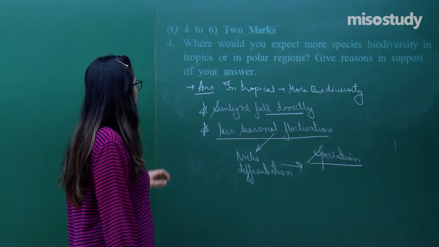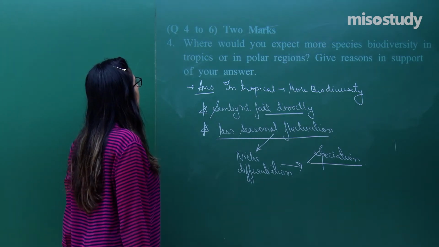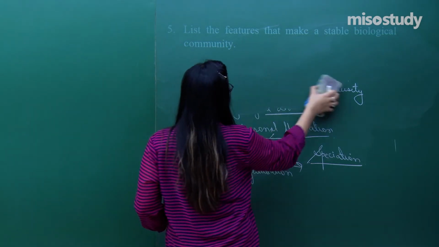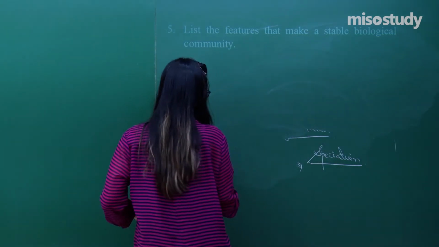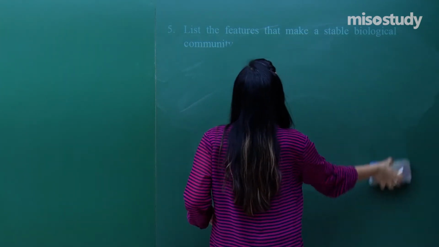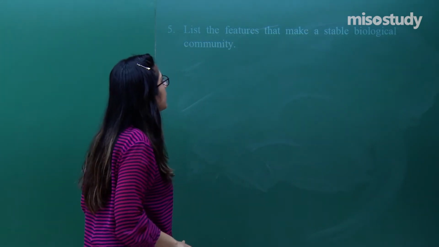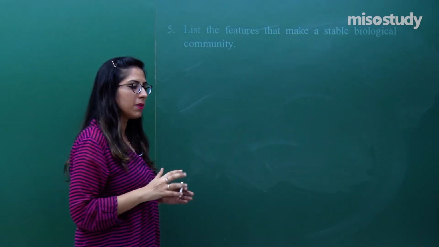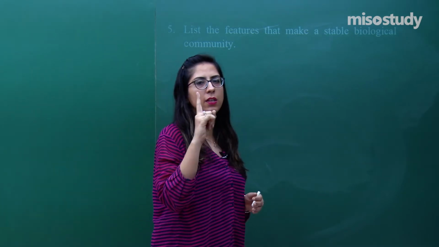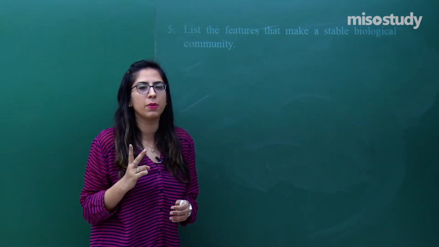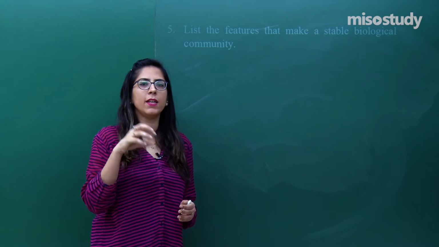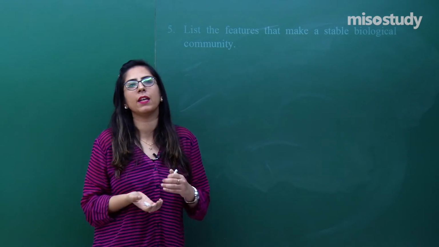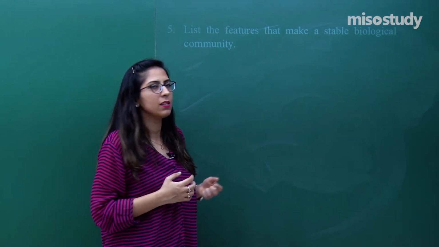Right? Now, let's move towards the next category of question. This is of the same category, the second 2 marks question, number 5. List the features that make a stable biological community. Any community is considered stable when there is less fluctuation in them, less variation present in them. Any human or man-made interference, if it happens, doesn't affect the biological community.